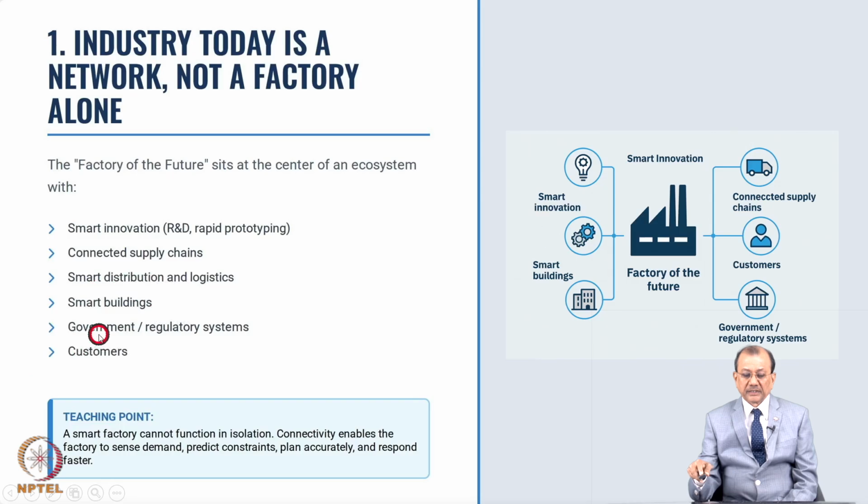And there are government compliances, so that if there is any violation, your system should give an alert that this is something in violation, a non-compliance with the government requirements. So this is another very important concept. Industry today is a network, not a factory.